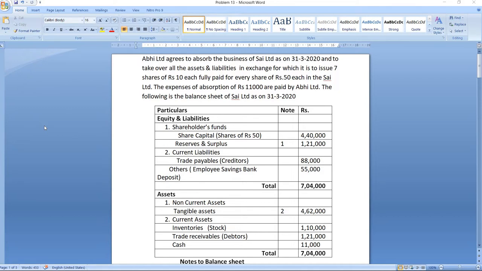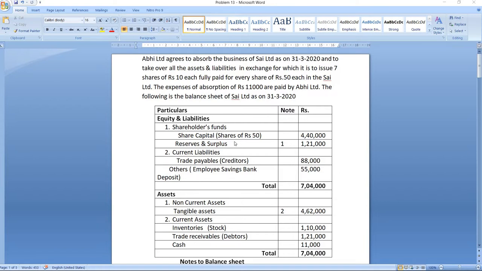So here Abhi Limited is absorbing the business of Sign Limited. That means Abhi Limited is the transferee company, that is the purchasing company, and Sign Limited is the transferor company, that is the vendor company. Okay, so here they have given you the exchange ratio of shares in Abhi Limited. So using this you have to calculate purchase consideration. They have also given you information regarding expenses of absorption which are paid by Abhi Limited, that is the transferee company.